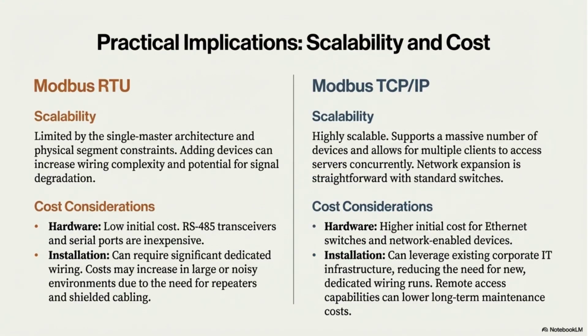RTU's scalability is limited by its single master architecture and segment constraints, but it has low initial hardware cost. TCP/IP is highly scalable, supporting multiple clients and leveraging existing IT infrastructure, but has a higher initial hardware cost.